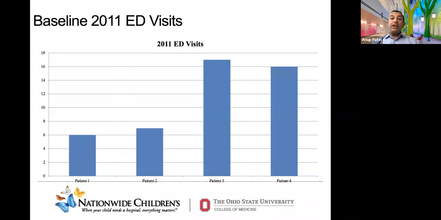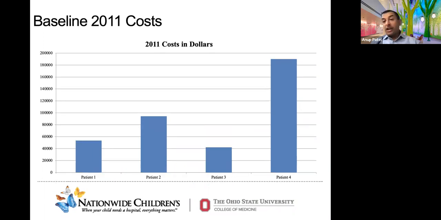At baseline, you could see these visits. Now, obviously, I'm not showing you this information to demonstrate statistical significance, but I'll get to that and how that informed our future work around QI. But they did have high utilization. And they also had high costs.